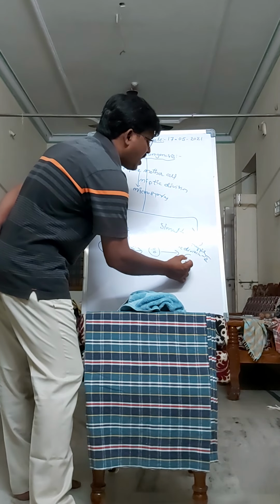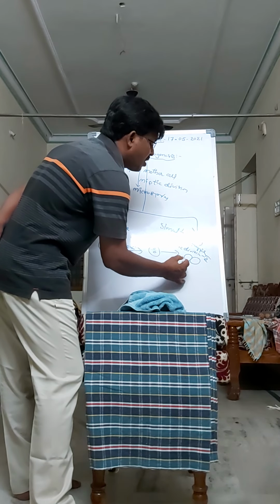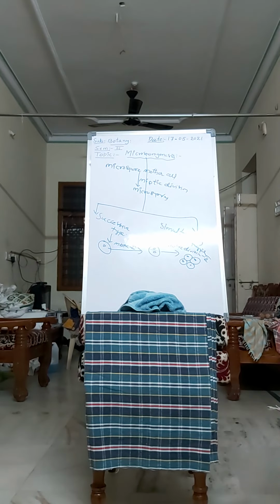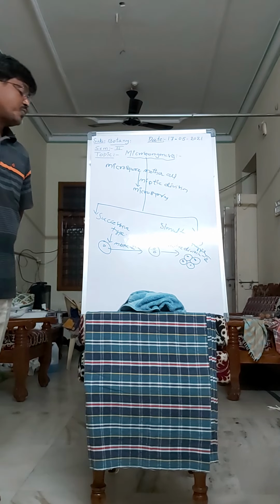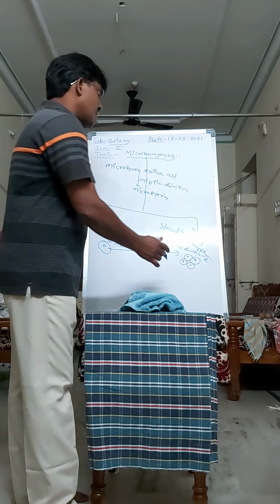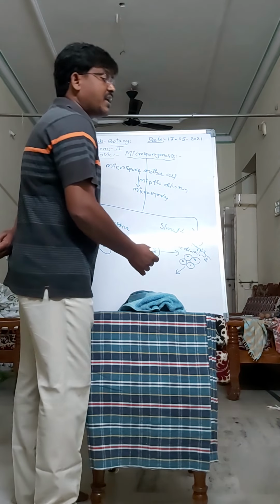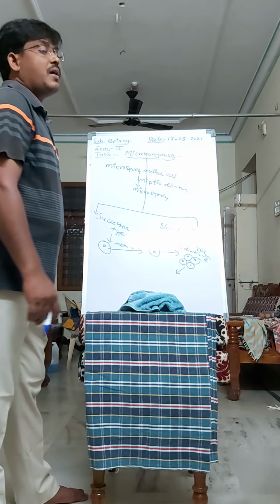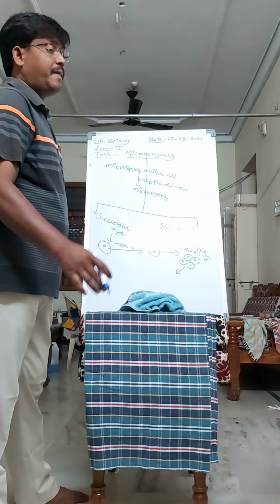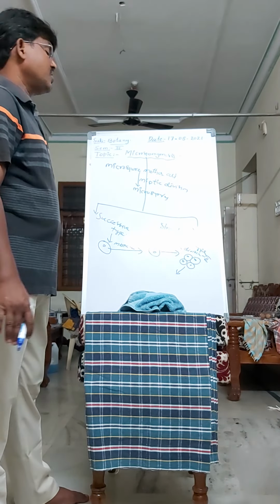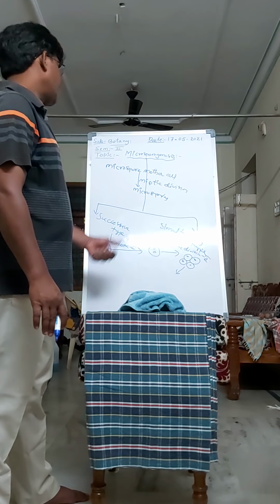And they form the four haploid spores, or pollen grains, or microspores. So this happens successively. So it is called successive spore formation, or successive microspore formation. So this is something about the successive type.